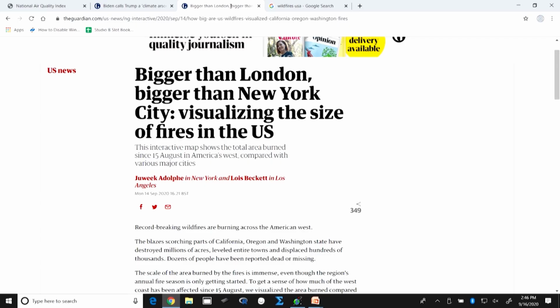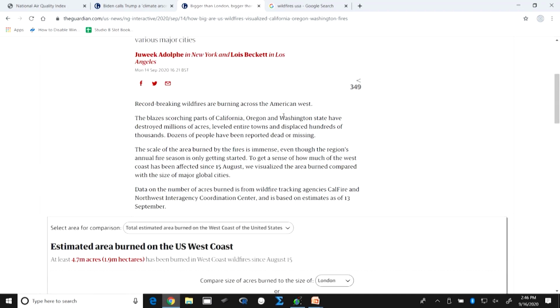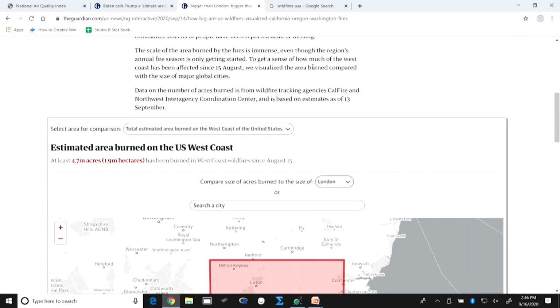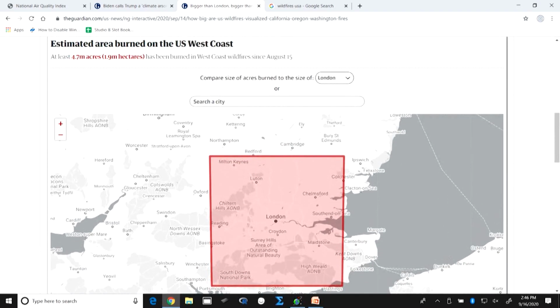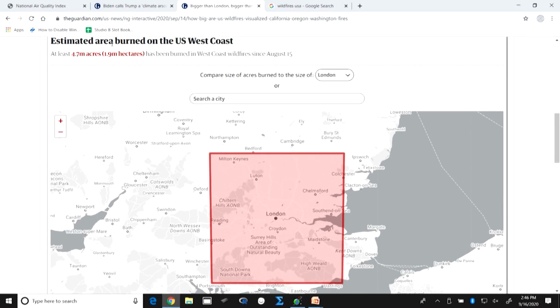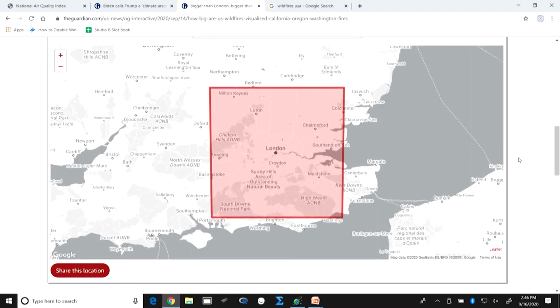And to understand the scale of these fires, I just want you to look at one aspect. Okay, so here the Guardian helps you visualize the scale of the fires. It is bigger than London, bigger than New York City. So, one aspect is that. Why are we looking at the Guardian? Obviously, because it is free, everything else is behind a paywall, pardon me. So, the estimated area burned on the US West Coast is at least 4.7 million acres, 1 million is 10 power 6, and this is just since August 15th, it has been just a month. So, obviously the Guardian is UK based, that is why they are looking at it.